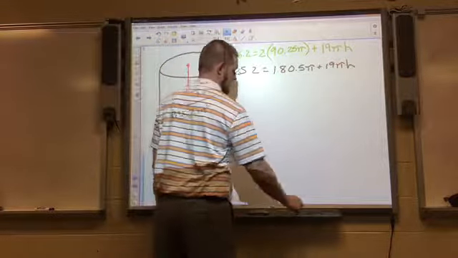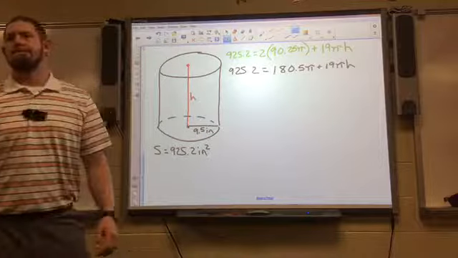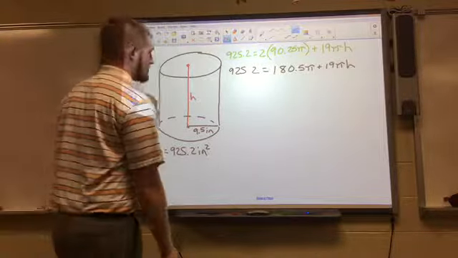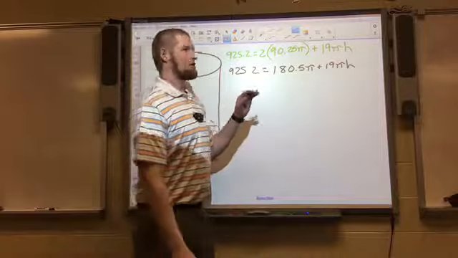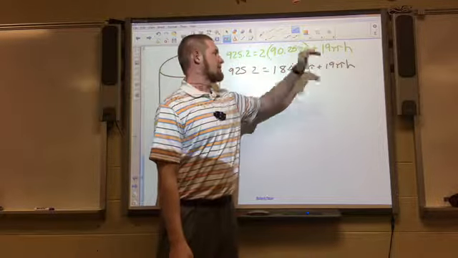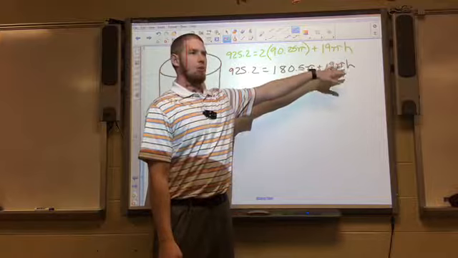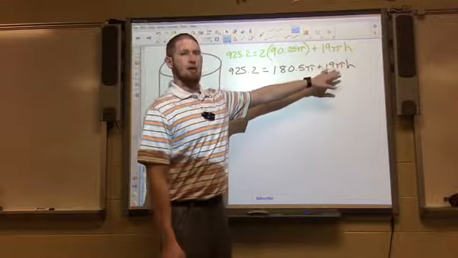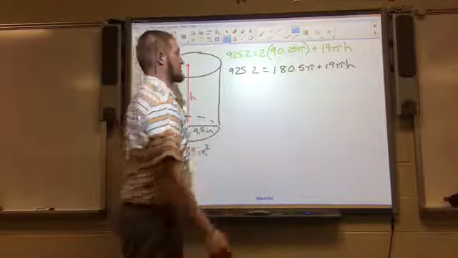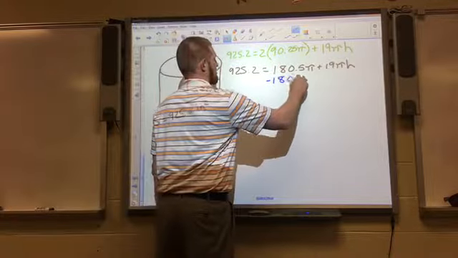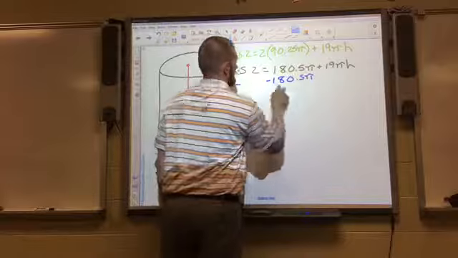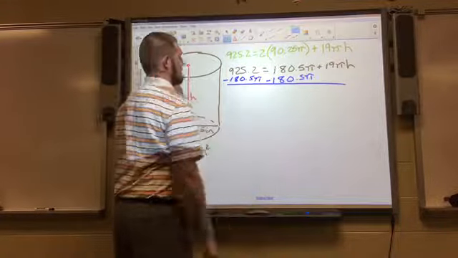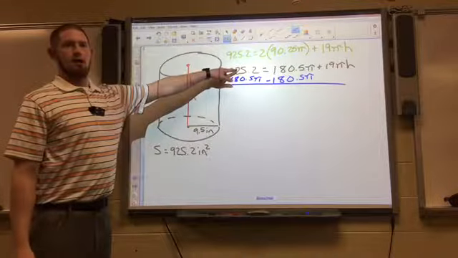Carson, now what? Now you're going to subtract 180.5. Good. I had one person in each class so far tell me to divide by 19 pi. I don't want to do that yet, right? Am I going to have to do that? Yeah, but not yet. I've got to get rid of this addition and subtraction first. So I'm going to subtract 180.5 pi. Now that's not a pi, right?